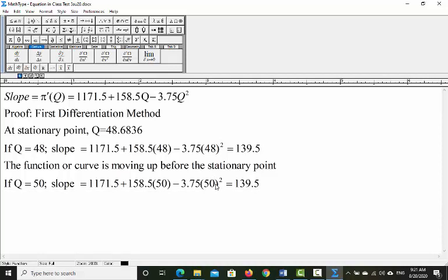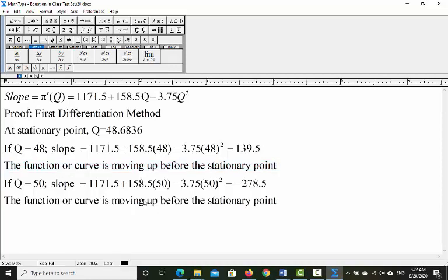we can see that the value is minus 278.5, right? That means negative. That means you need to write an interpretation again. The function or curve is falling down after the stationary point.